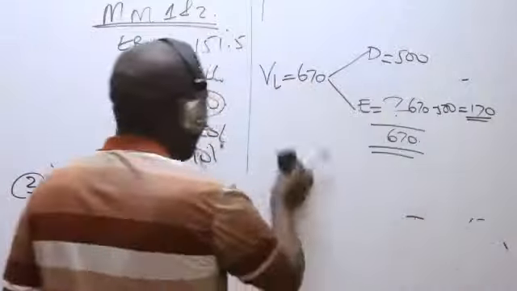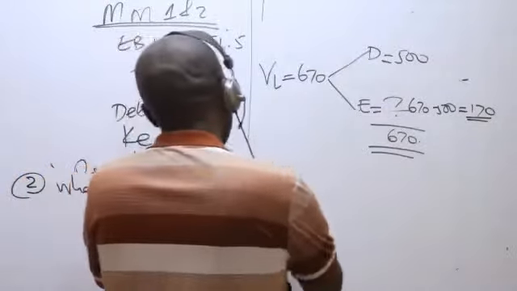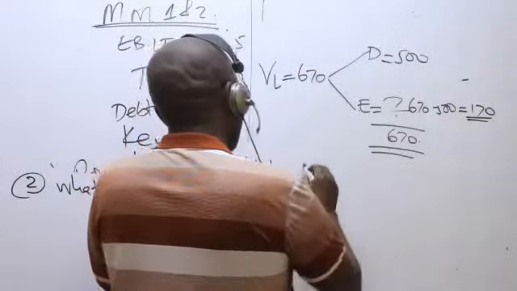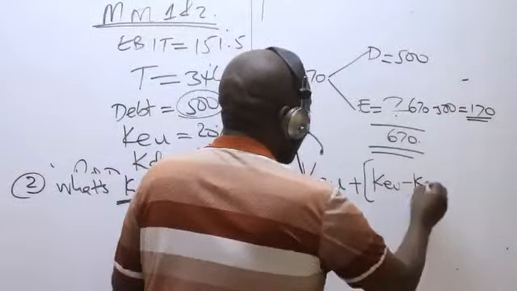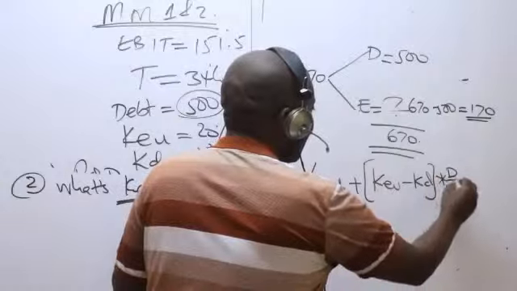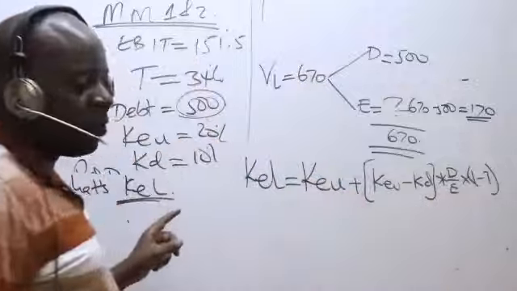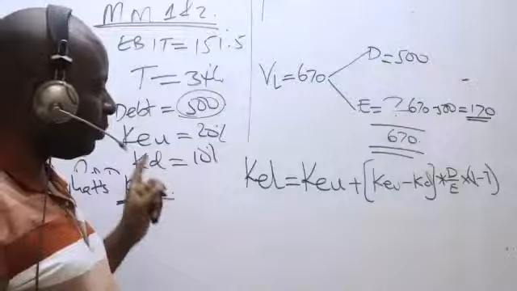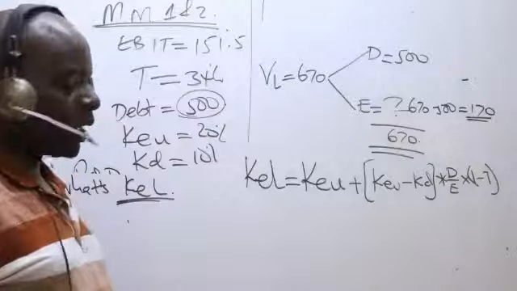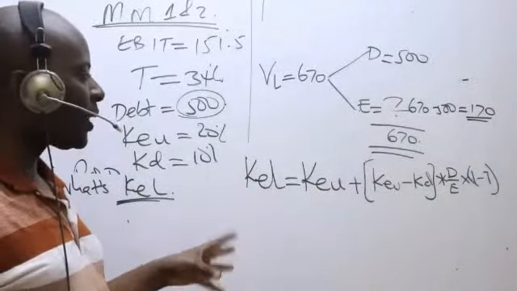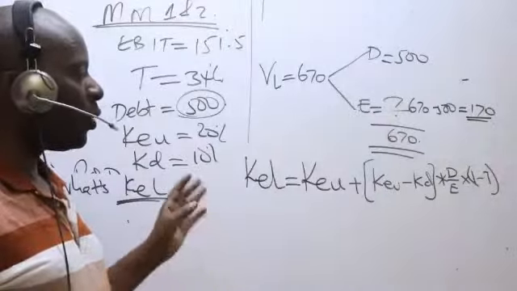What I know, ladies and gentlemen, there are very many ways that you could make use of to get this. But the best of them all, when they ask you to give them the cost of equity, always tell them that it is Ku plus (Ku minus Kd) times D over E times (1 minus tax). A very important formula for getting the cost of equity of a levered organization.